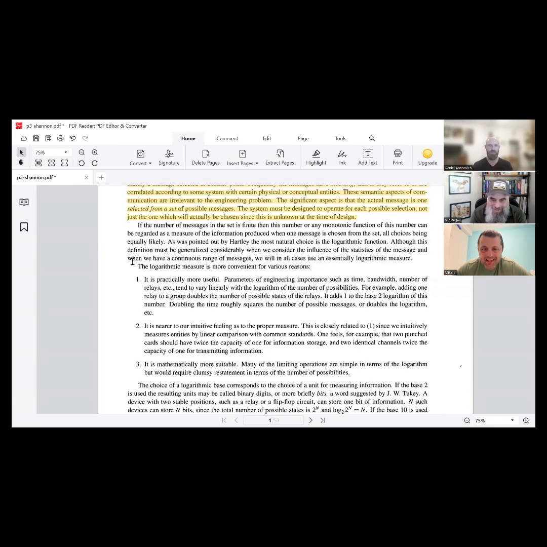And then he continues. That's also important here. He says, if the number of messages in the set is finite, then the number, or any monotonic function of this number, can be regarded as a measure of the information produced when one message is chosen from the set. Okay, so he's already introducing the concept of information.